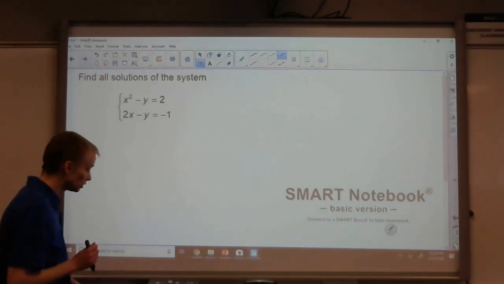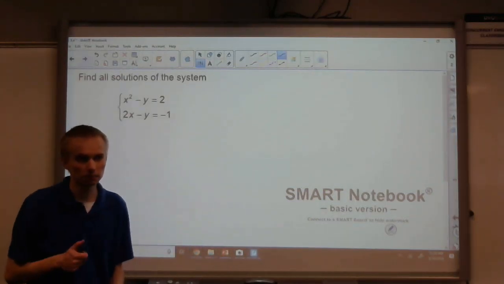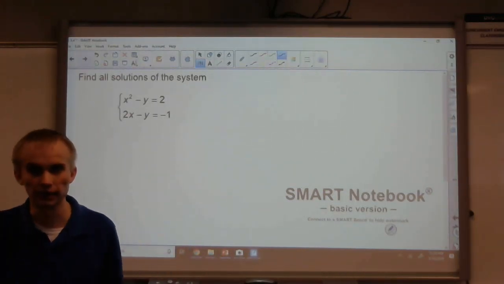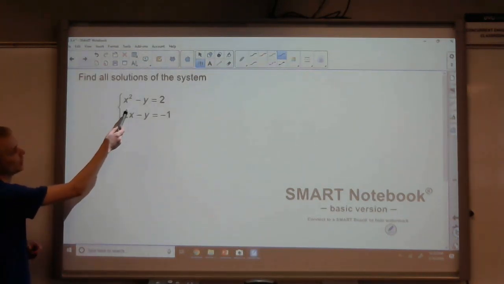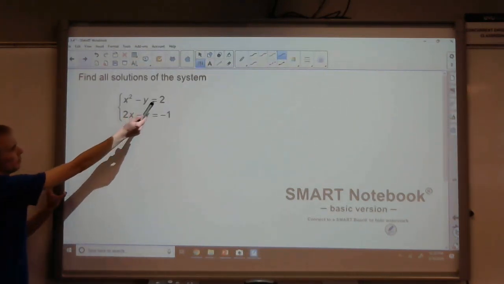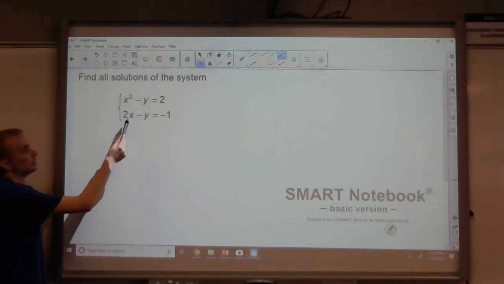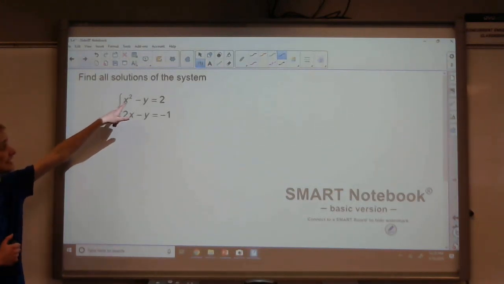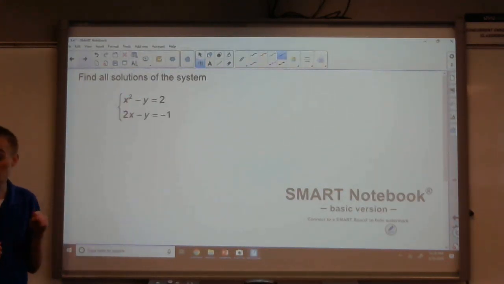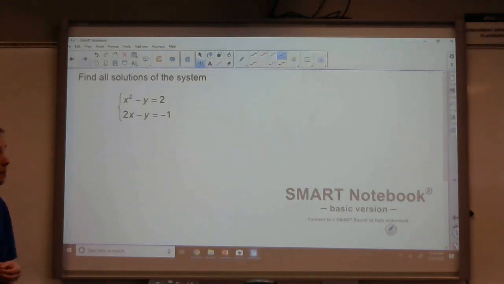Okay, so let's do just one more example of this with the algebra, okay? Kind of work through our steps here. And then we're almost done, okay? So I've got an equation here. X squared minus y is 2, and 2x minus y is -1, okay? I've got a system of equations. It's nonlinear because there's a square on the x, right?